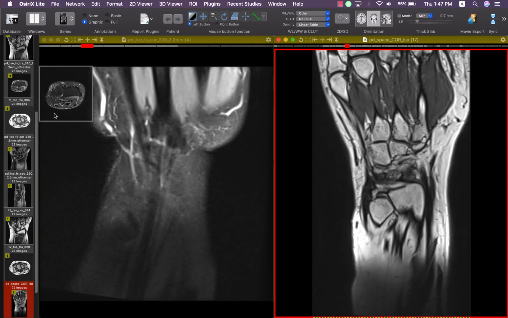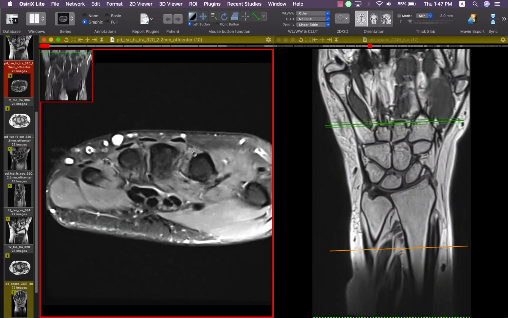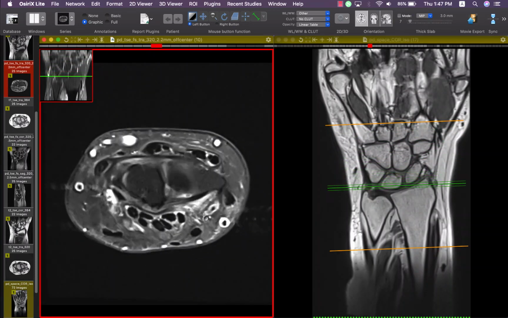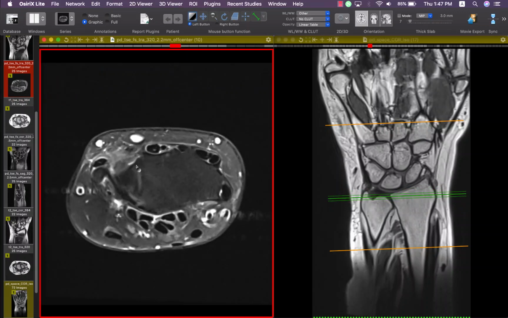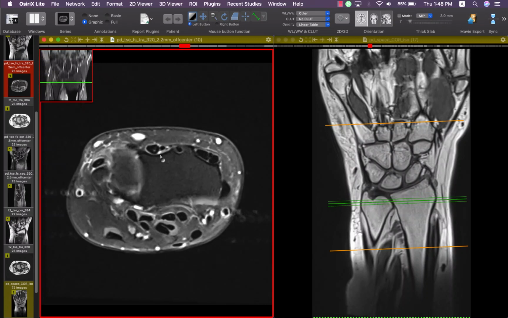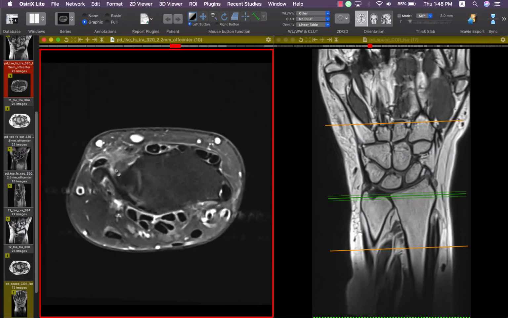In the axial images, it can also be appreciated. This is the sigmoid notch, and the fiber that is directed from the edge of the sigmoid notch to the styloid process is the radioulnar ligament, and this is ventral, so this is the ventral radioulnar ligament, while the dorsal radioulnar ligament here is ill-defined and showing edema signal. So there is a partial fiber disruption of the ligament here, which is the dorsal radioulnar ligament.